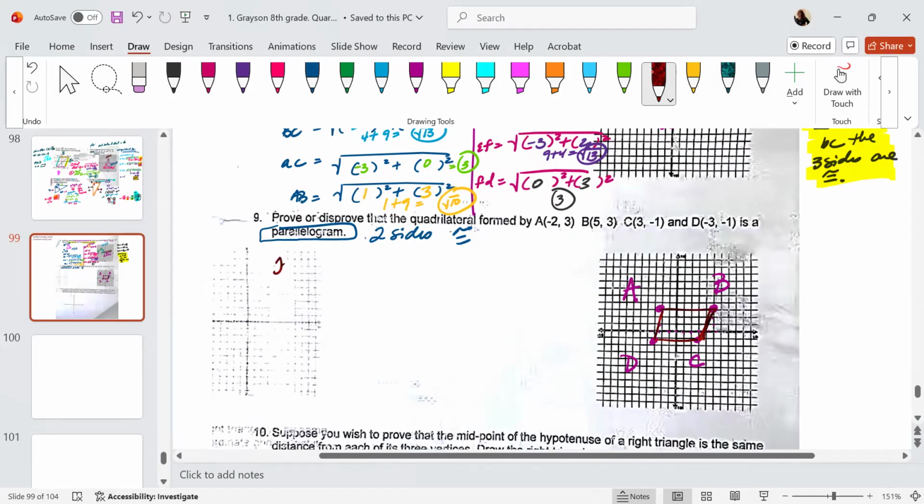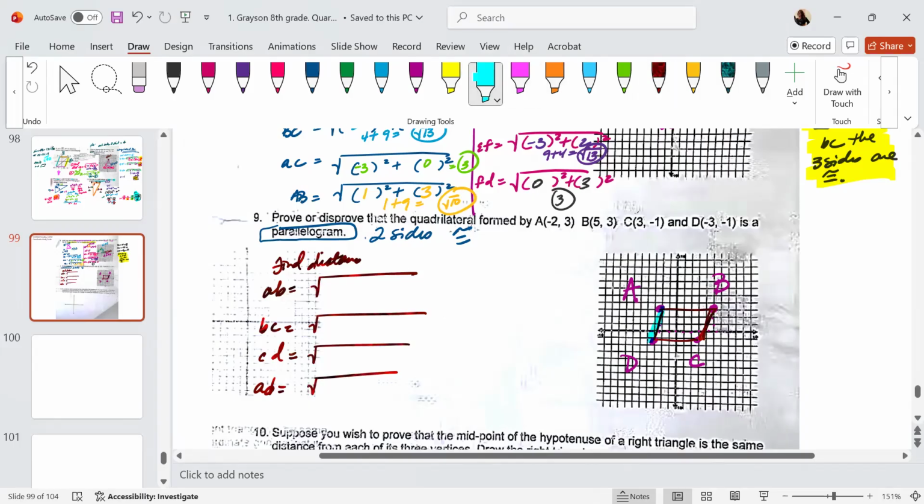So which distance do you need to find? AB, BC, okay. AB. What else? BC, okay. What else? CD. What else? AD. I think it's expected that AD and BC are the same, right? Hold on. AD and BC, they should be the same, correct? And then it's also expected that AB and DC should be the same, right? Okay, so let's go ahead and do that.